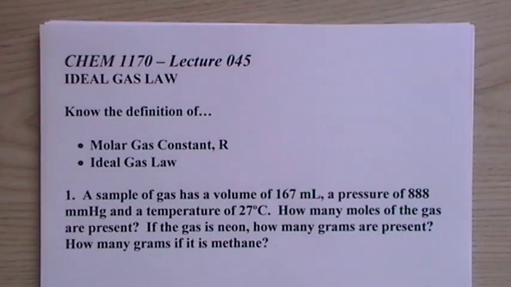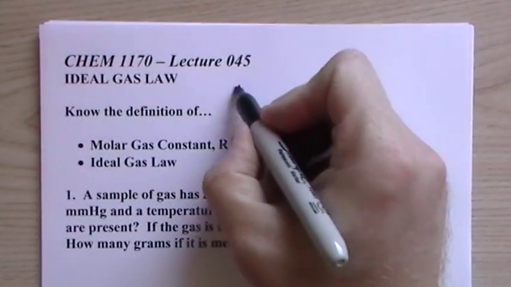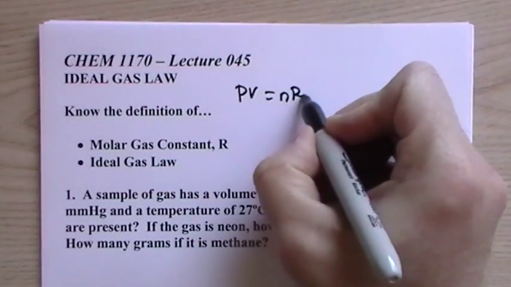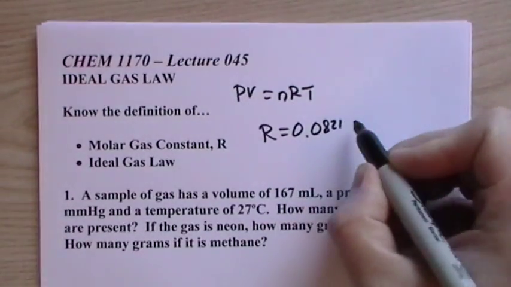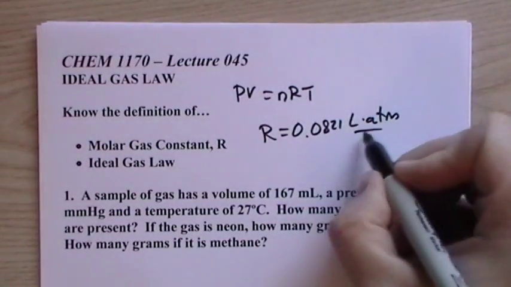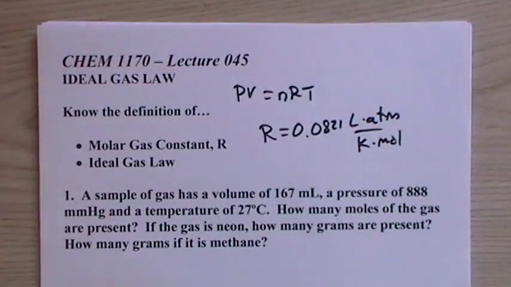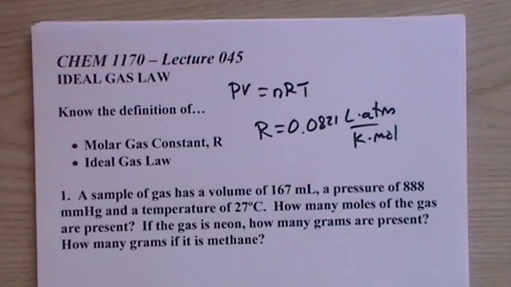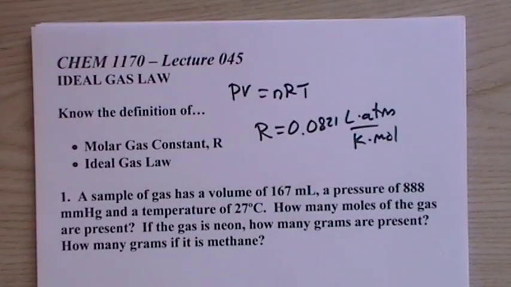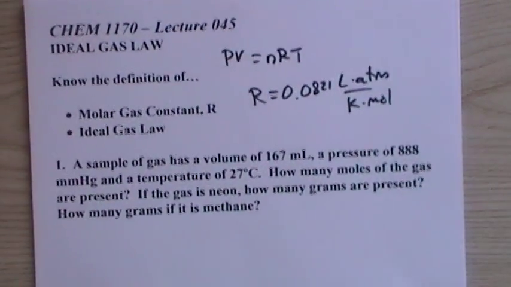Okay, lecture 45. The ideal gas law. PV equals nRT. And R is 0.0821 liters atmospheres per kelvin mole. This is new, to have the gas constant in there. But unlike Boyle's law and Charles' law, we don't deal with two different states of the system, just one. So the gas constant gets left in there.